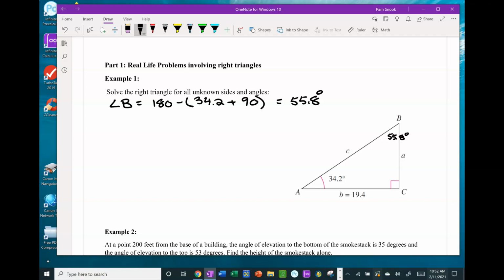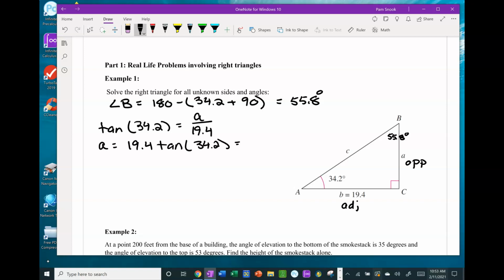And now all that's left is to get A and C. I'm going to go for A first, and I'm going to use a trig function. I know the tangent of 34.2 is going to equal A over 19.4. And I chose tangent because A is opposite and B is adjacent. So then I just multiply both sides by 19.4. So A is going to equal 19.4 times the tangent of 34.2. And that equals, I got 13.2. And I don't have any units, so I'm just going to leave it without units.